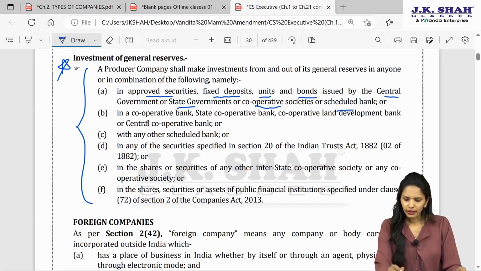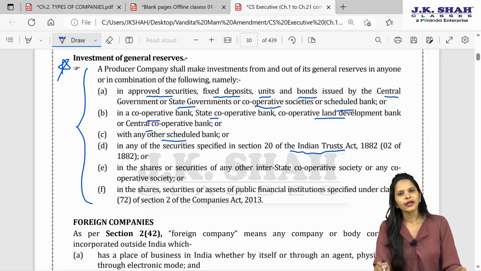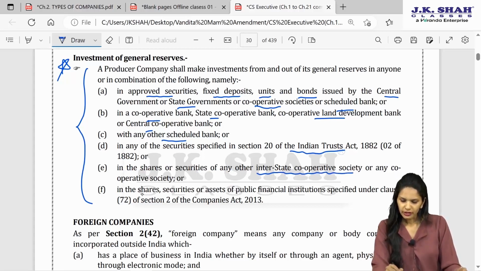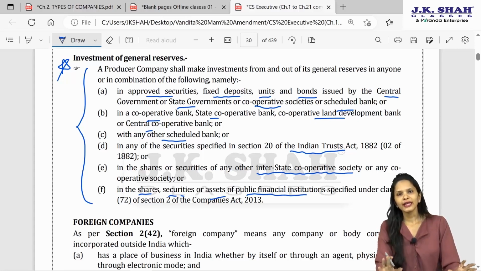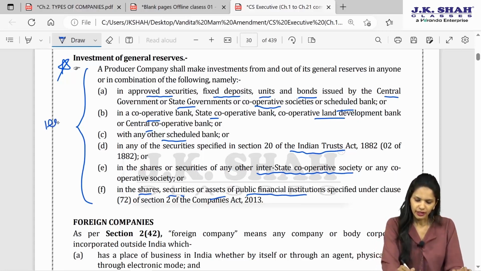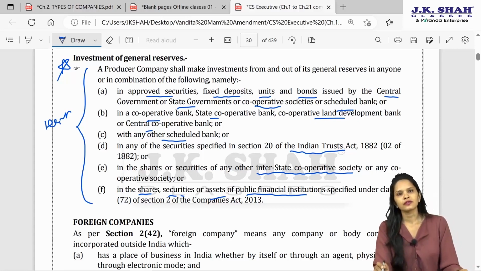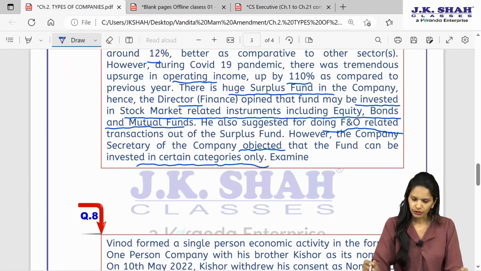Also, it can invest in any cooperative bank, state cooperative, cooperative land development banks and central cooperative bank. Also, it can invest in any other scheduled banks. Also, securities which are specified by the Indian Trust Act. Also, in any interstate cooperative society. Also, in shares, securities, assets of your PFI. So, these are the only allowed investments, and it's very important, students, we need to learn this. Okay, so this was your question number 7.